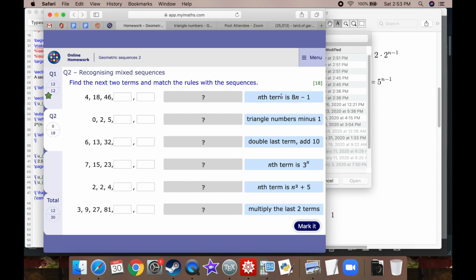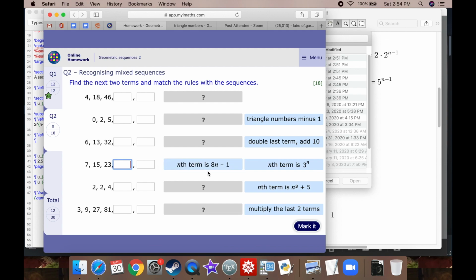So this one says the nth term is 8n minus 1. Let's figure that one out. Well, what's the first term? Let n equal 1, so 8 times 1 is 8. 8 minus 1 is 7. The first term is going to be 7. The only one here that makes sense is this one, so that's got to go there.